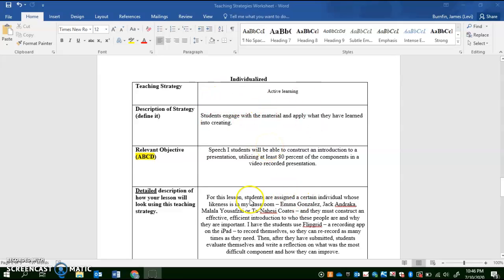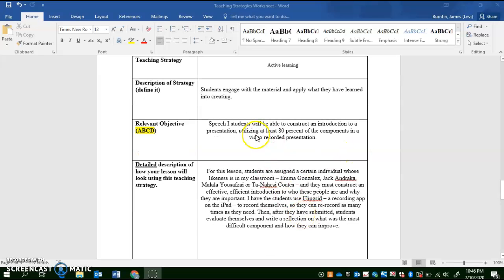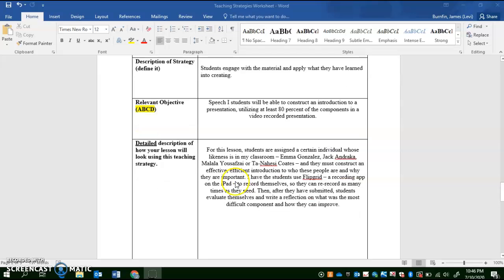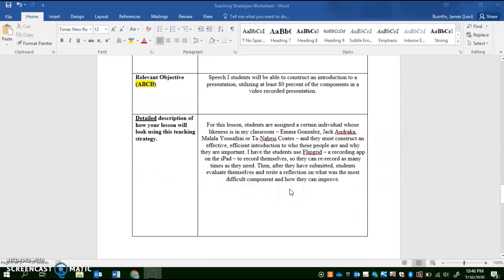So Speech 1 students will be able to construct an introduction to a presentation utilizing at least 80% of the components in a video recorded presentation. For this lesson, students are assigned a certain individual whose poster is in my classroom. You see the names there: Emma Gonzalez, Jack Andraka, Malala Yousafzai, and Ta-Nehisi Coates. They have to research these people and then construct an effective, efficient introduction to who these people are and introduce the rest of the class to them.